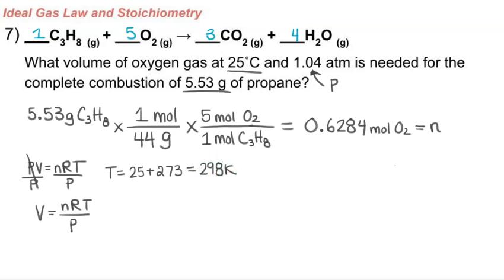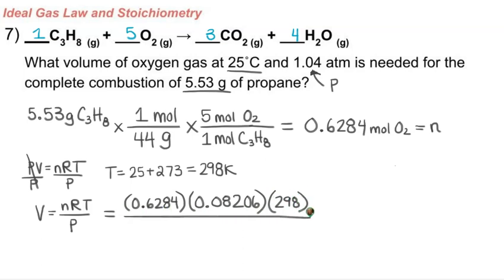So now we have everything in the correct units, so we can go ahead and substitute in. We'll take our number of moles that we solved for previously, 0.6284, times our value of R, which is on your formula sheet. It's 0.08206. It's just a constant, times our T value in Kelvin, which is 298. And then we'll divide by the pressure, which is given in the problem as 1.04 atm.